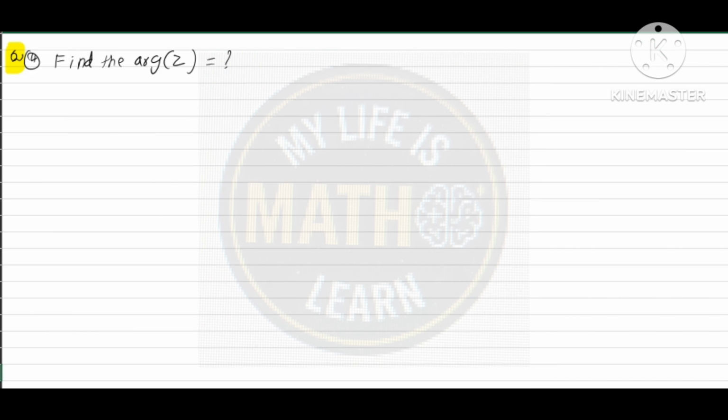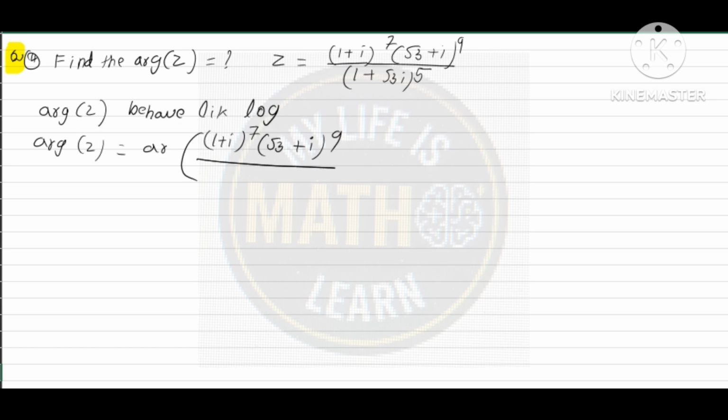Question number 4. Find the argument of z, where z is equal to (1 plus i) whole power 7, (root 3 plus i) whole power 9, (1 plus root 3 i) whole power 5. Arg z behaves like a log, as I already told you previously. So arg z is equal to the argument of (1 plus i)^7 into (root 3 plus i)^9 by (1 plus root 3 i)^5. We can split it using the logarithm formulas, log of x into y and log of x by y, at a time.